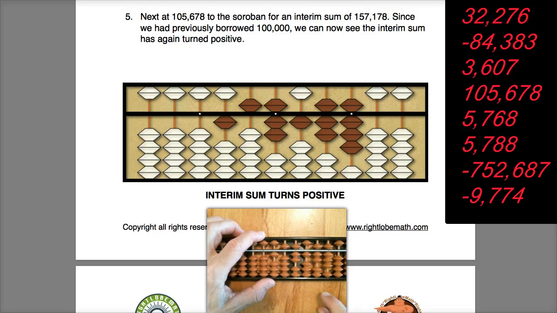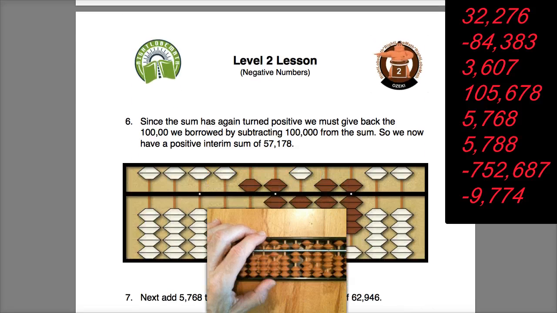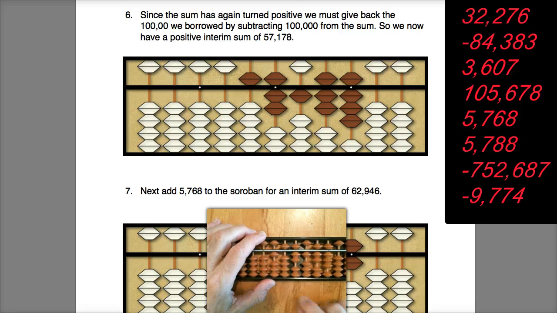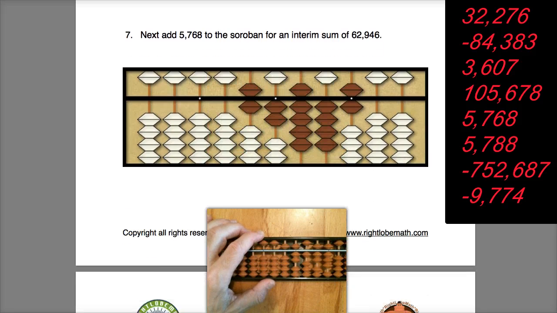Okay, so notice that we now have a number on the soroban that's greater than 100,000, which we had previously borrowed. So that means that our interim sum has now turned positive again. So we can go ahead and subtract that 100,000 that we borrowed before. So I'll go ahead and do that. So now we have a positive interim sum.